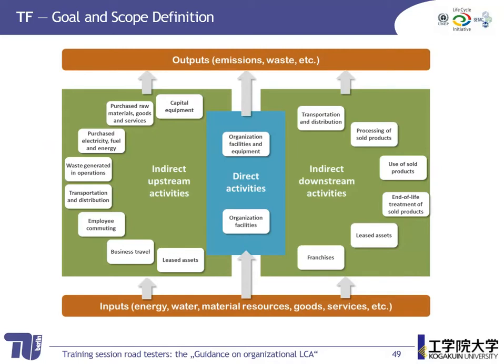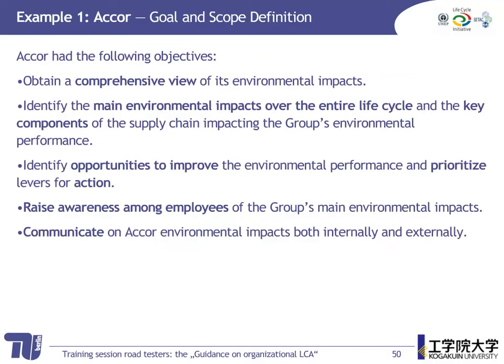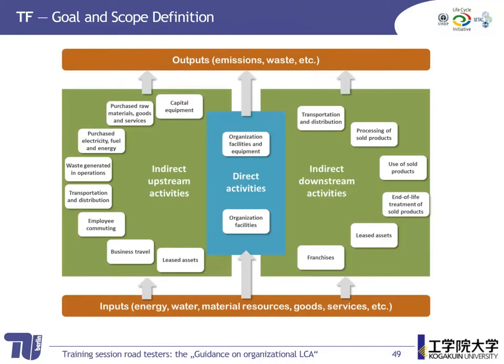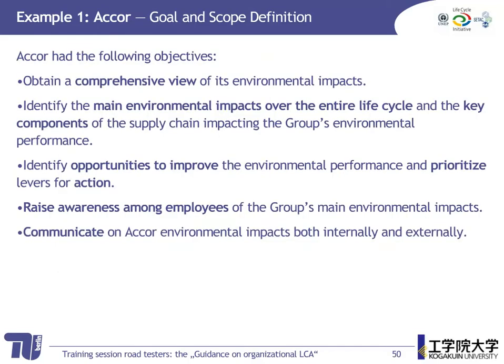In this picture, you can see some examples of the three types of activities: direct activities, and then upstream and downstream indirect activities. We will now see some more details. Afterwards, when we start with the inventory assessment, I will go through all of these different activities in more detail, and I will provide more specific examples.